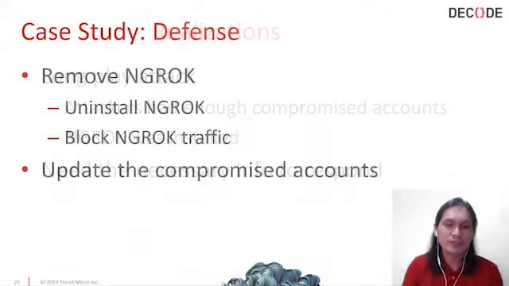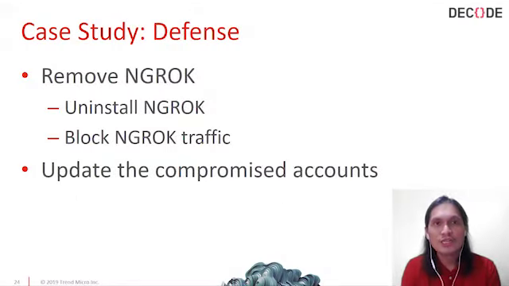So how did we defend it? So first, when we realized that there were some Ngrok instances running in the environment that weren't supposed to be there, we asked our customer to uninstall those Ngrok instances. And we also asked them to block Ngrok traffic in their firewall just in case we missed some Ngrok installations. Second, we identified the compromised accounts and we asked the customer to update those accounts. So that will limit the action that the attacker could take.